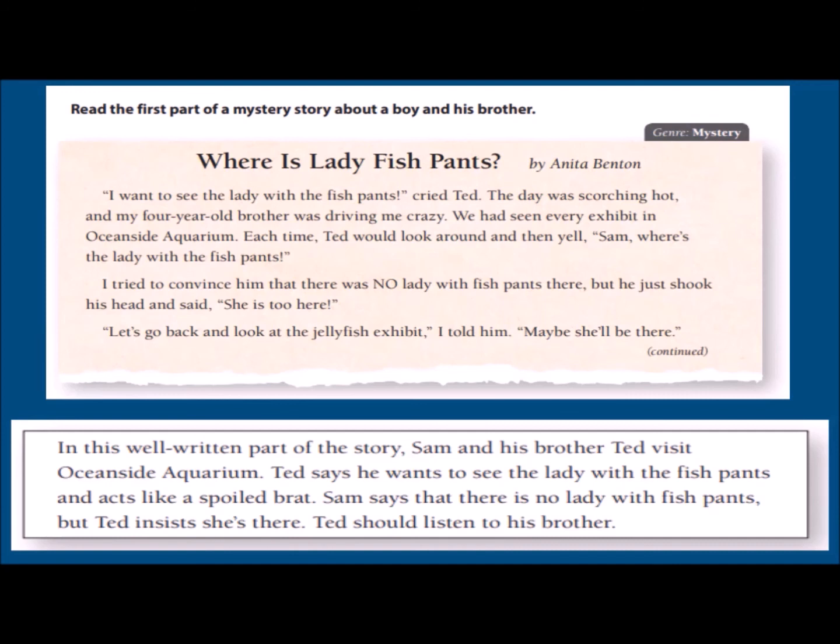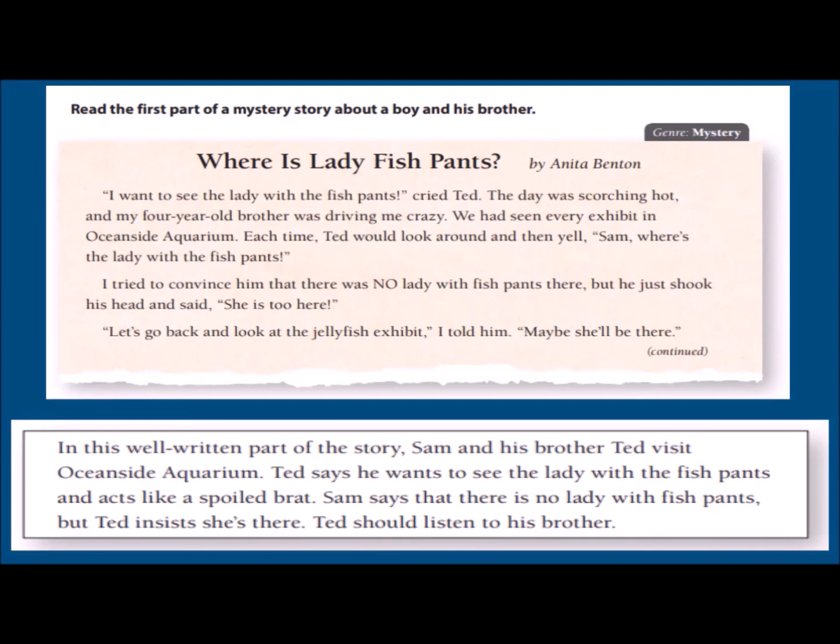Maybe she'll be there. All right, so I want you to look at this summary. Before we do that, though, I want to rethink what is a summary and what do I know that a summary includes? Well, I know that a summary includes the main characters and setting, which in this case are a boy and his little brother, and they're at an aquarium on a really hot day. And then we are going to be looking for some main events. So let's read this sample I have.